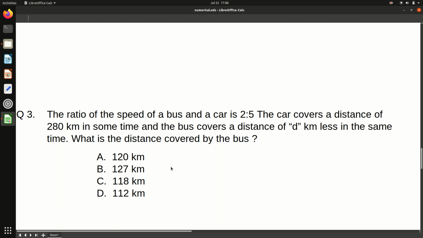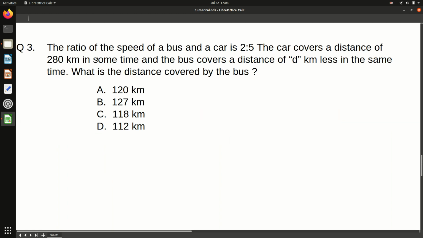So let us see. In this case, we have been given that the ratio of the speed of a bus and a car is 2:5. Then the car covers a distance of 280 km in some time, and the bus covers a distance of d kilometer less in the same time. What is the distance covered by the bus?